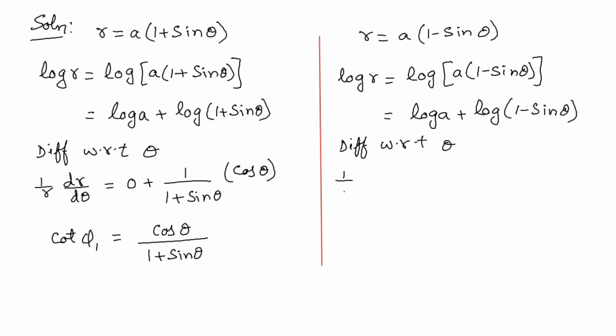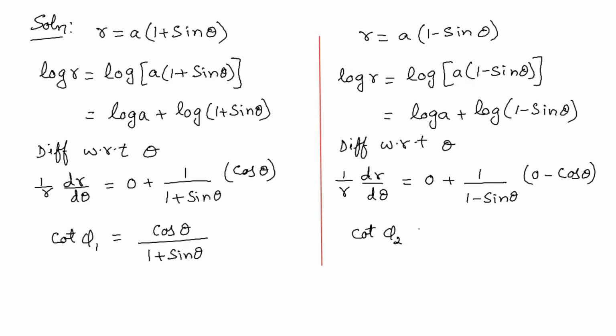Log r differentiation will be 1 by r dr by d theta is equals to, on the right hand side, log a, the constant, its derivative will be 0, plus log of 1 minus sine theta, its derivative will be 1 by 1 minus sine of theta into the inner differentiation. Derivative of 1, a constant, will be 0, minus as it is, differentiation of sine theta will be cos of theta. So 1 by r dr by d theta can be written as cot of phi 2 is equals to minus cos theta divided by 1 minus sine of theta. So these are the two expressions we have got.